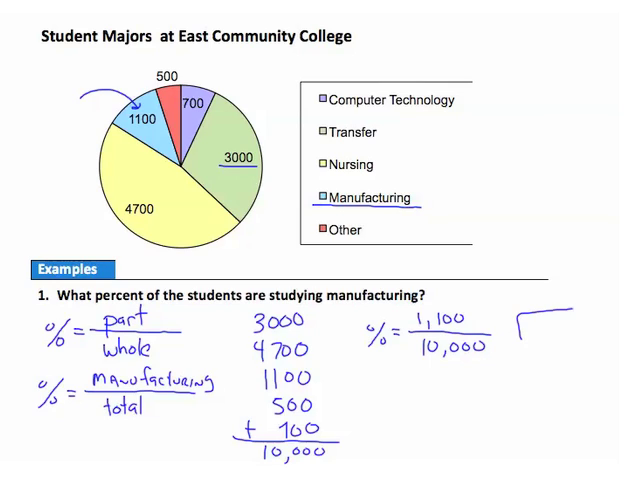So on some scratch work, we're going to take 10,000 and divide it into 1,100. When we do that division, we're going to get a decimal answer. We're going to get 0.11. So after that division, we get 0.11. Now, that is a decimal number. We need to turn that into a percent. So remember, to turn it into a percent, we move it 2 places to the right. 1, 2. So the percent of students that are studying manufacturing at this East Community College is 11%.